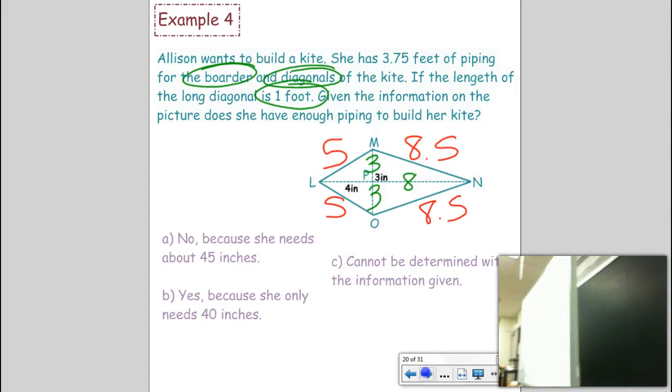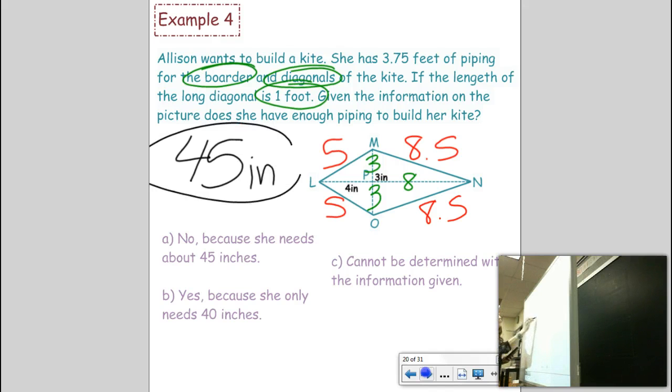Okay, let's do some adding. Let's add it all up. I want to know if she has enough piping to make her kite. She's going to be really sad if she doesn't. We're going to add all the numbers up, the edges and the diagonals. 5 plus 5 plus 8.5 plus 8.5, plus 3 plus 3 plus 4 plus 8. She's got 40. She needs 45 inches of piping.